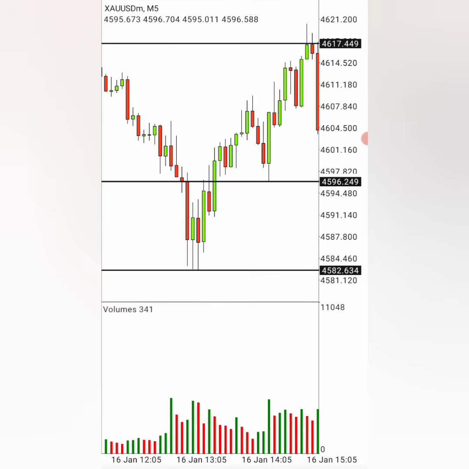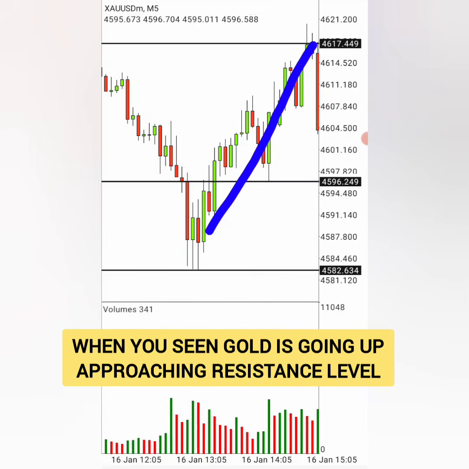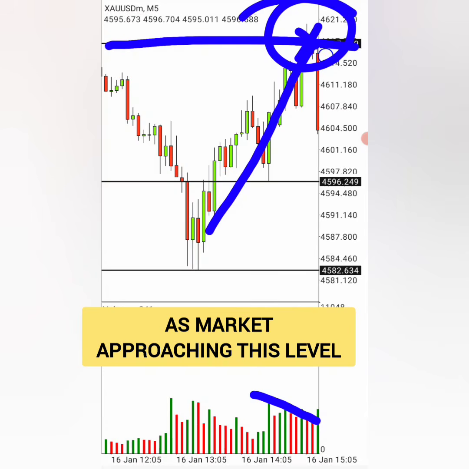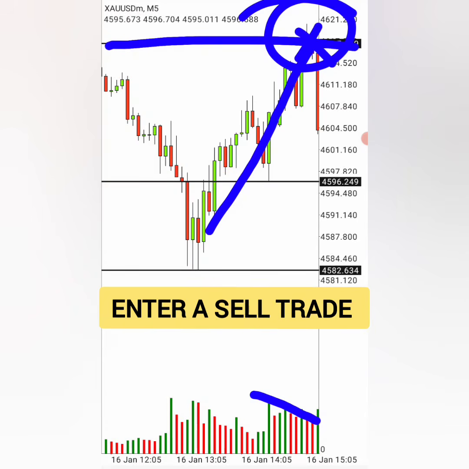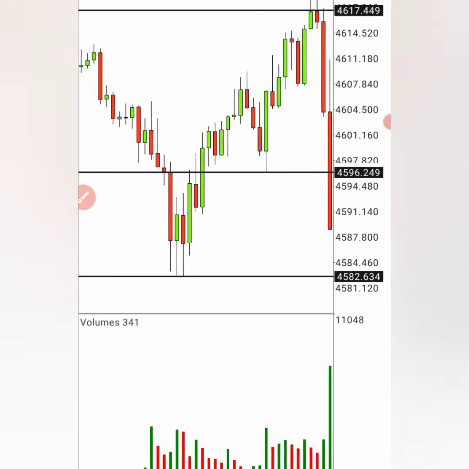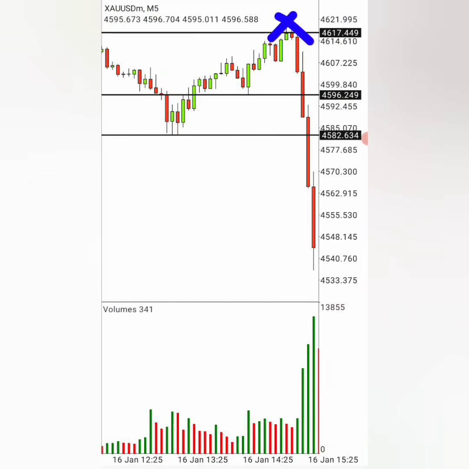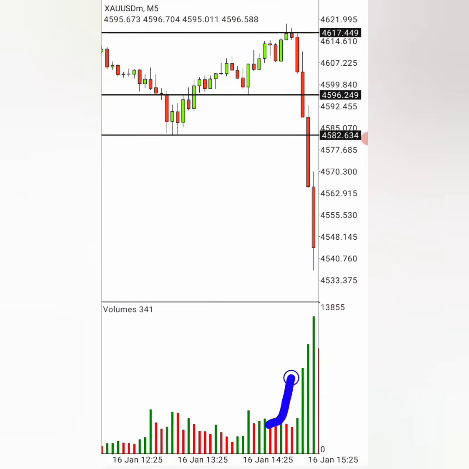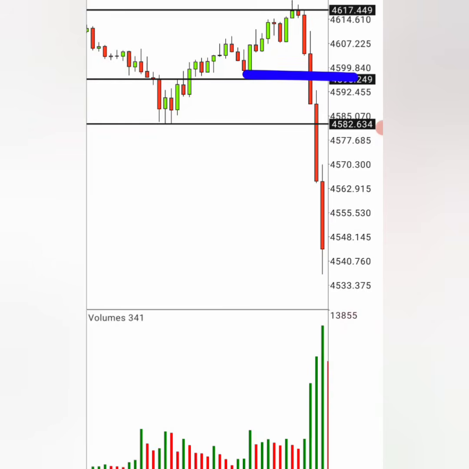So now using what I've just shared with you before, when you see that gold is going up, approaching a resistance level, and you see that volume is decreasing as it's approaching this level, that means this will be a level that you can enter a sell trade on. But the difference with this trade is that once you enter the trade right here, as gold is starting to go down, you can see that the volume is also increasing. That means every time volume is increasing, it also means that previous support levels are going to be broken. So at previous support levels, this now turns into places where you can add more trades.